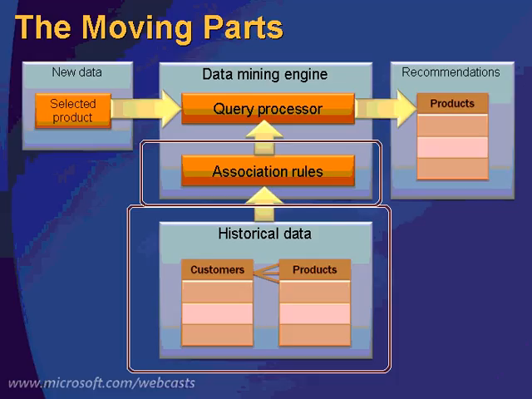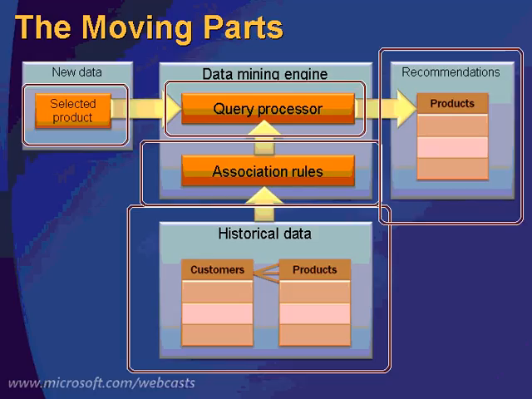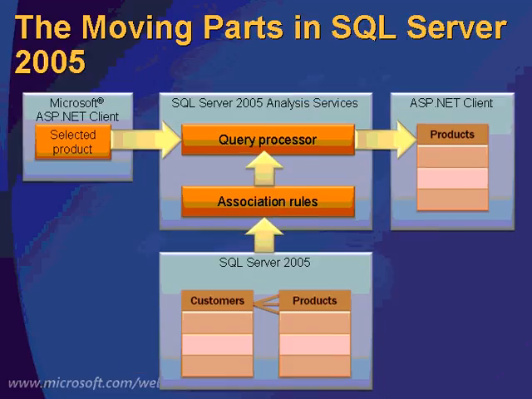Now when a user has some new data, for example, they've just selected a product, we can pass that information to the query processor, the data mining engine query processor, which then uses the association rules to recommend a new set of products. So it's really a very simple model here. Historical data creates rules, new data is brought in, the query processor uses the historical rules to recommend new products.